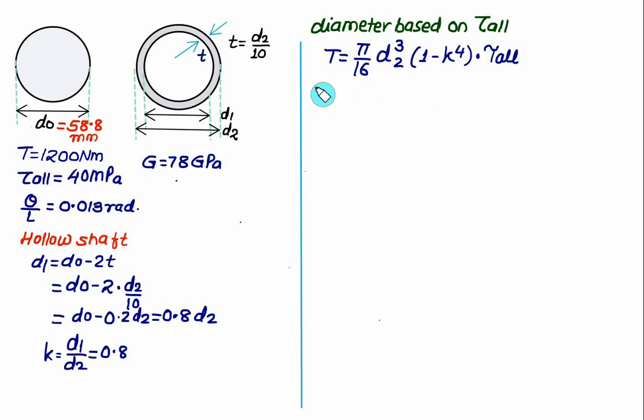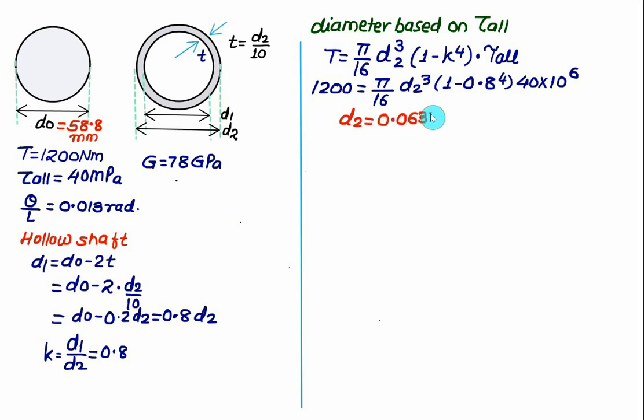We have torque equal to 1200 equal to pi divided by 16 into D2 cubed into 1 minus K to the power 4, where K is equal to 0.8. So we have 0.8 to the power 4. Shear stress is 40 megapascal, that is 40 into 10 to the power 6. So we'll get the diameter D2 in meters close to 0.0637 meter. This is the one answer you obtained using the tau allowable.